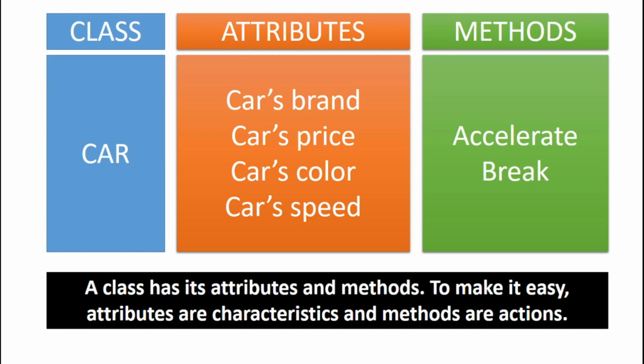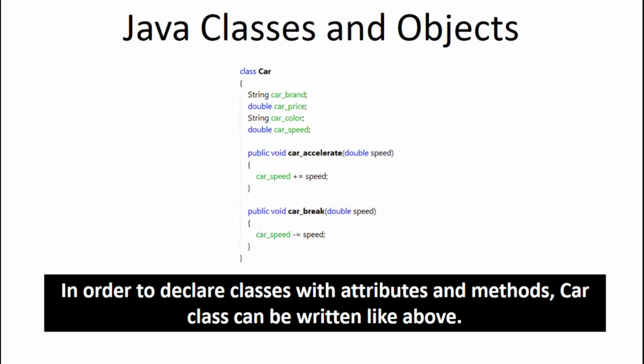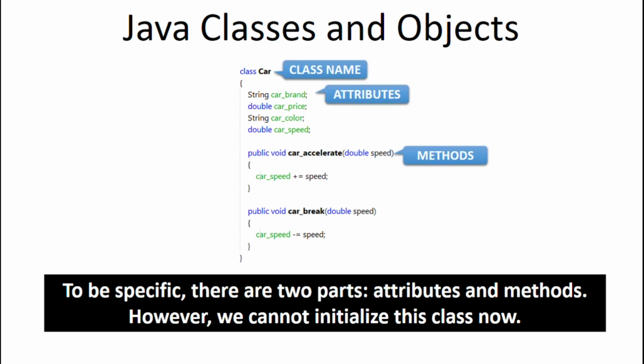A class has its attributes and methods. To make it easy, attributes are characteristics and methods are actions. In order to declare classes with attributes and methods, a car class can be written like above. To be specific, there are two parts, attributes and methods. However, we cannot initialize this class yet.